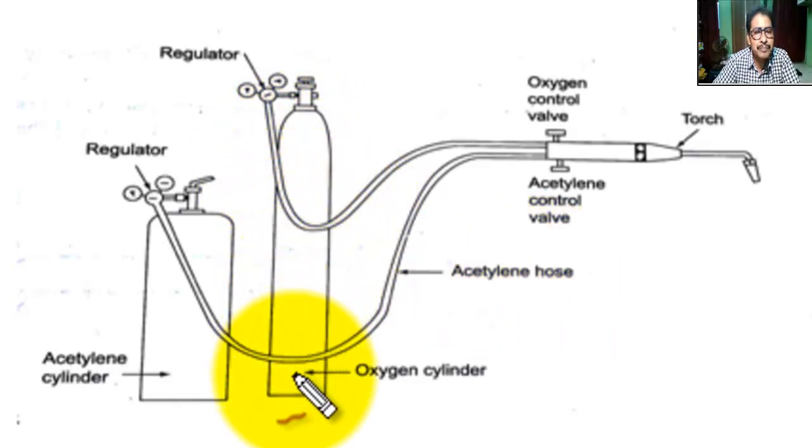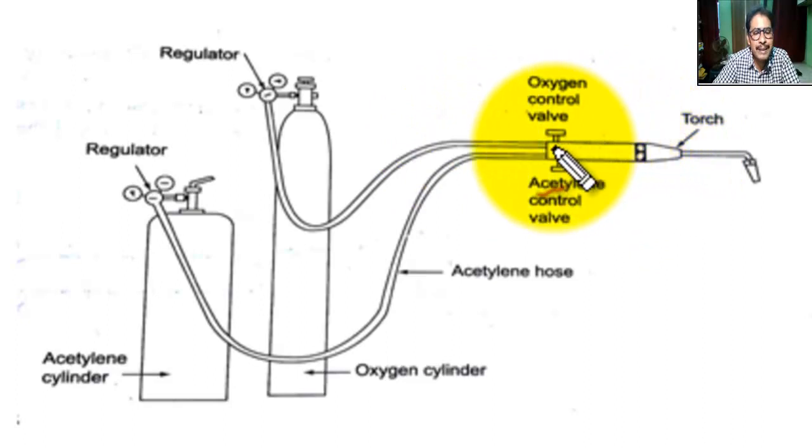This is the oxygen cylinder, black color. This is the regulator. It regulates the amount of oxygen flow through the oxygen hose or oxygen pipe.